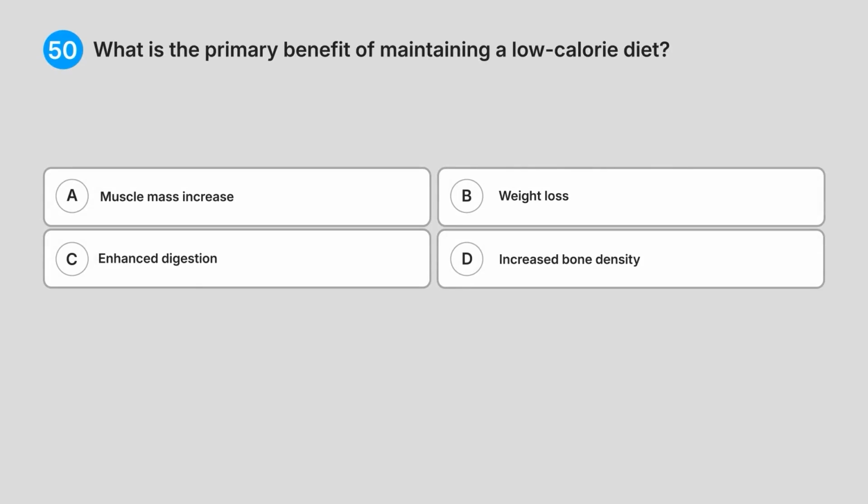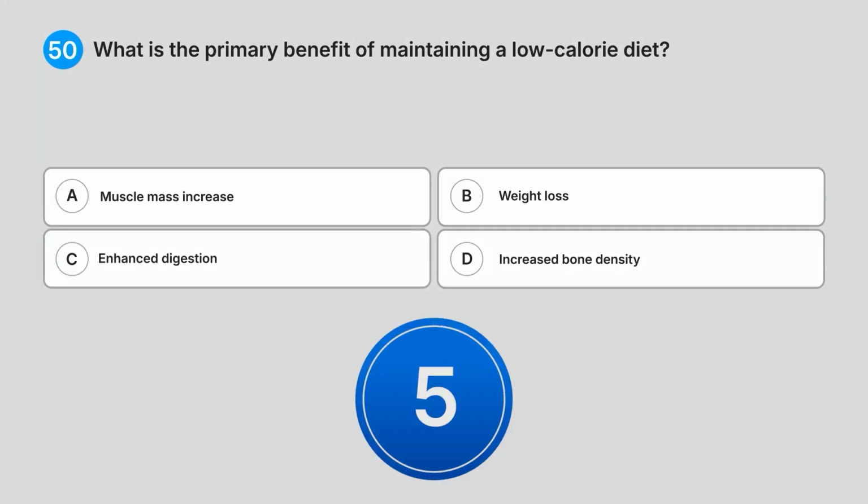50. What is the primary benefit of maintaining a low-calorie diet? A. Muscle mass increase. B. Weight loss. C. Enhanced digestion. D. Increased bone density. Do you know the answer?